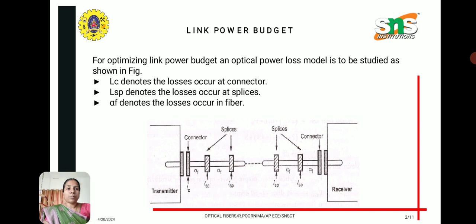So we have to consider two connectors, a splice component and the optical fiber. These are the losses associated with the devices in the optical fiber communication system. Each device loss should be considered when designing the link power budget for the optical communication system.